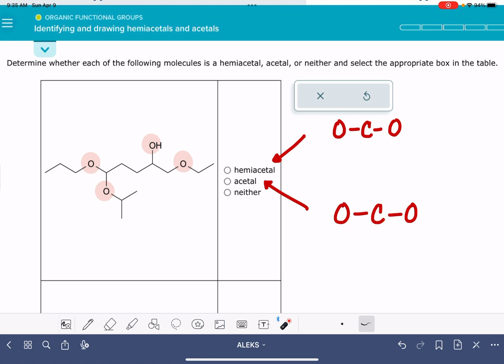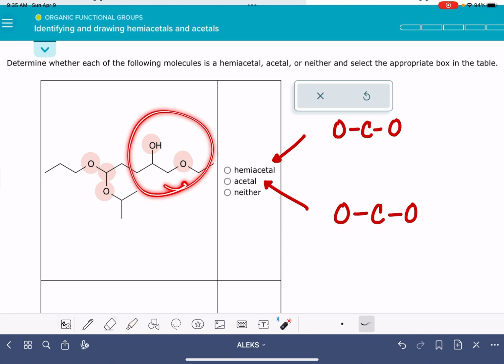So this molecule has got a total of 4 oxygen atoms. It's possible that only 2 of the 4 are going to belong to either an acetal or hemiacetal group. And what we're looking for specifically are 2 oxygen atoms that are separated by exactly 1 carbon atom. Only 1 carbon. Can't be more than 1. So if we look right here, that is definitely what we're looking for. We've got 2 oxygen atoms that are separated by 1 carbon.